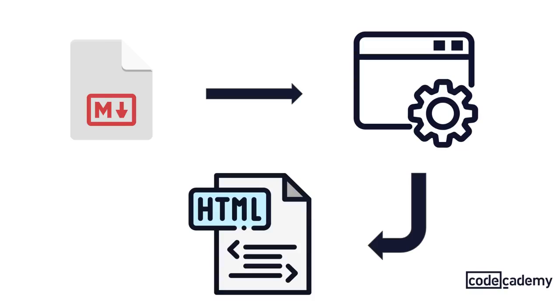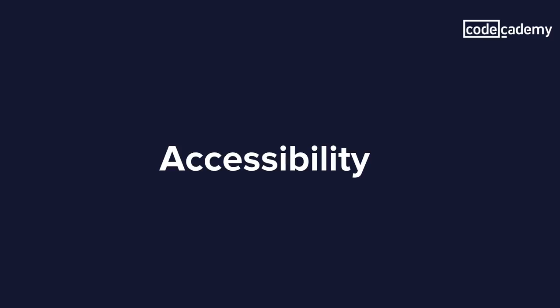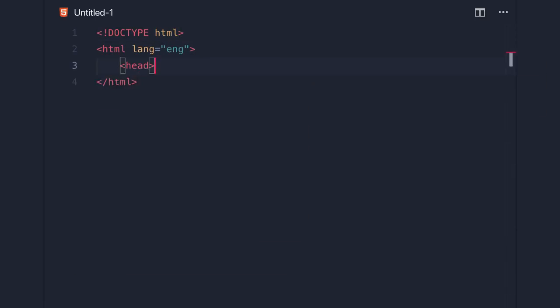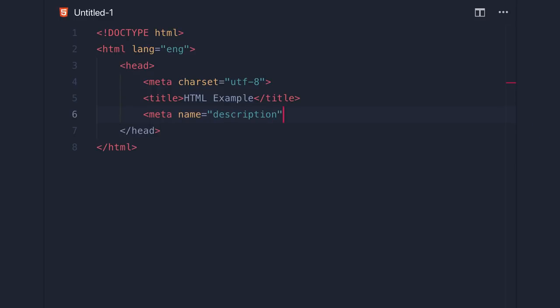So why should we use Markdown? Well, there are a few reasons for that. And one of them is accessibility. Markdown is very accessible to someone who doesn't know the first thing about HTML. So let's look at an example where HTML can get quite nested and complex. As you can see here, there's a lot of boilerplate that we actually have to create before we even start writing the content of our text using HTML.